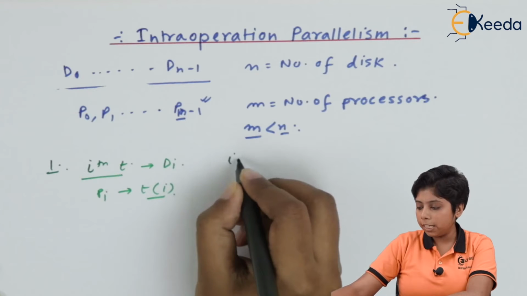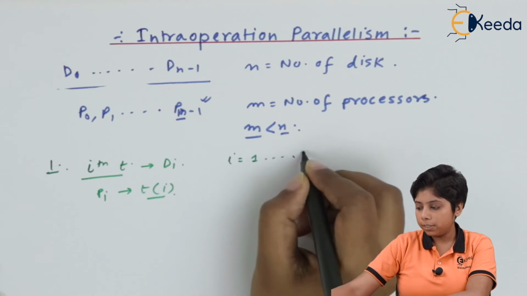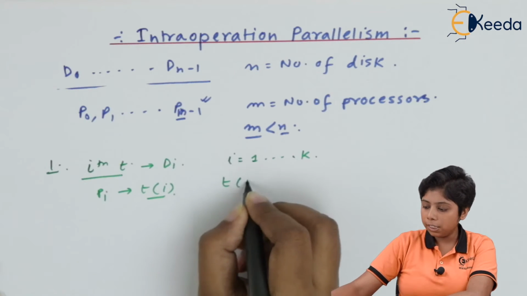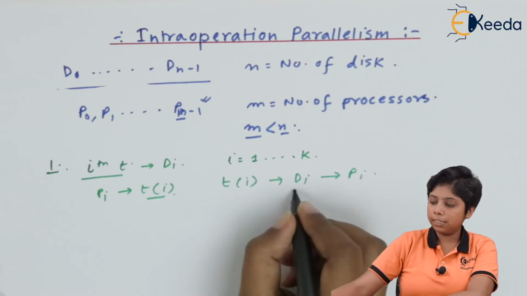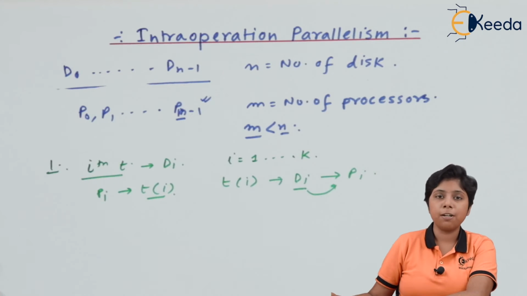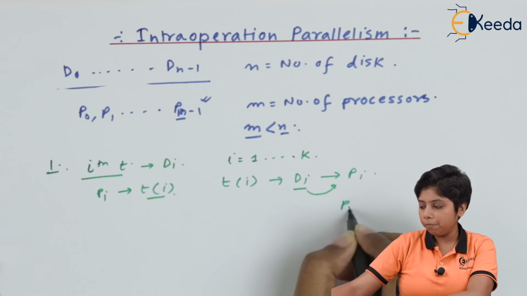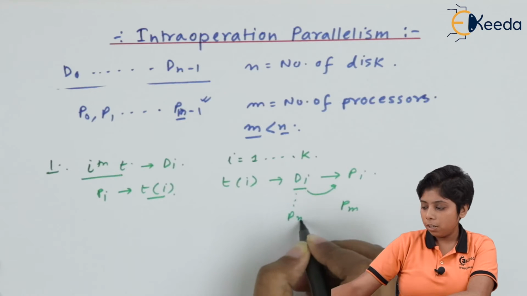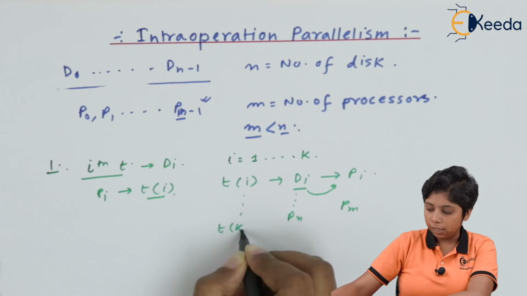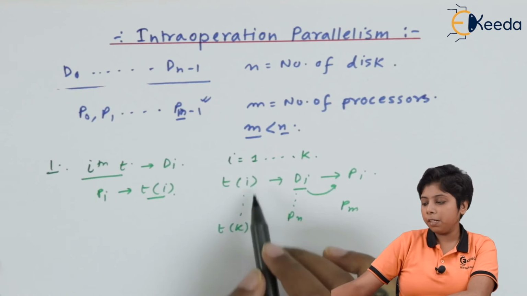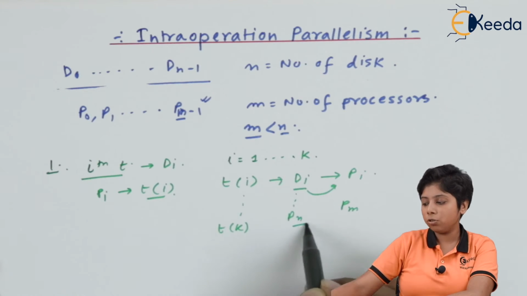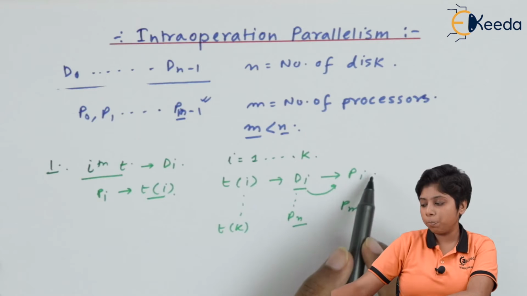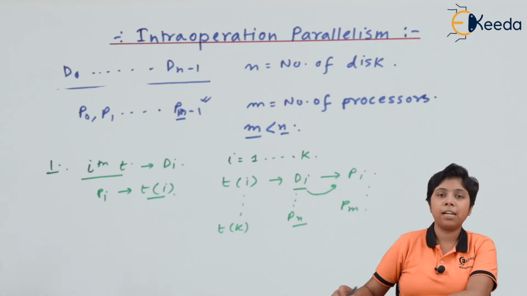So for any range from i = 1 to k, we bring all ti to this di, and finally to pi, to make the disk partitioned over the processor pi. So now finally on this pi to pm, for di to dn, we make all the ti to tk. That means every tuple from i to k that belongs to di, dj, dk to dn will now be brought back to pi, pj, pm, pn like this.